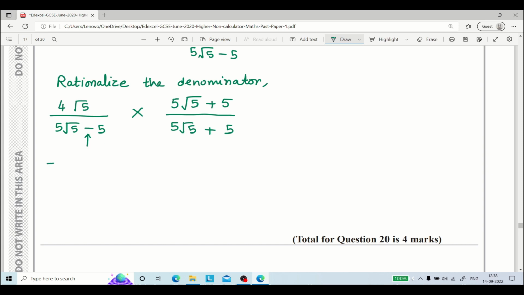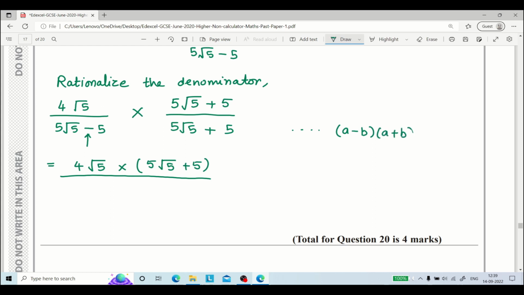So here, if you carefully observe, I'll write down 4 root 5 into 5 root 5 plus 5. And this one is, if you carefully observe, a minus b into a plus b, right? Which is basically a square minus b square. Yeah, please try and recall your algebra identities, everything. So this will give you 5 root 5 whole square minus 5 square.